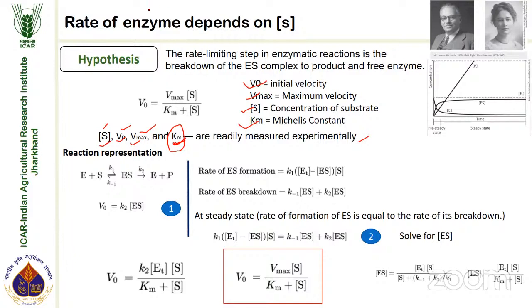Now we will go into a little bit of derivation of how it was done. You see, ES, the enzyme-substrate complex formation, is the central part. There are two processes: enzyme and substrate get converted into ES. So ES is the product of the forward reaction, and ES is the substrate for the reverse reaction. The rate of ES formation means we are talking about the forward reaction, whose rate constant is K1.